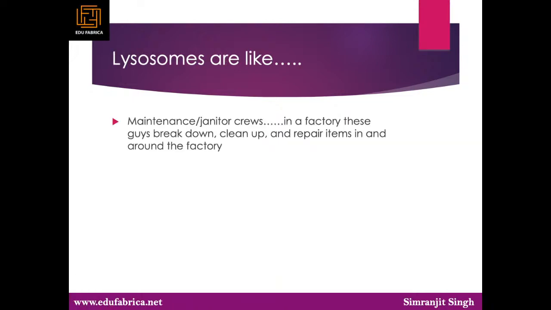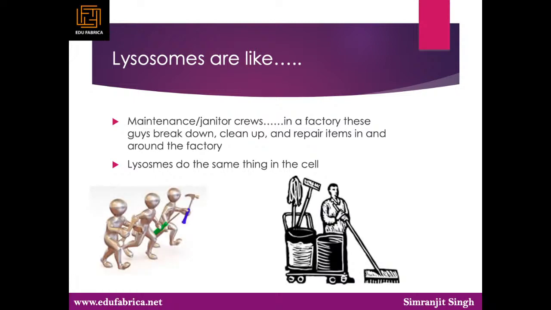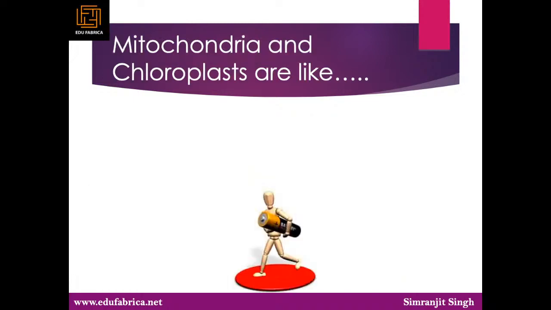Then lysosomes, they are the maintenance janitor crews who take care of repairing things. If anything breaks or anything needs to be cleaned up, your lysosomes come and play a role there, around the factory, in how things need to be done. So lysosomes do the same things in the cells. They take care of the electricity, wooden furniture, everything in one go.